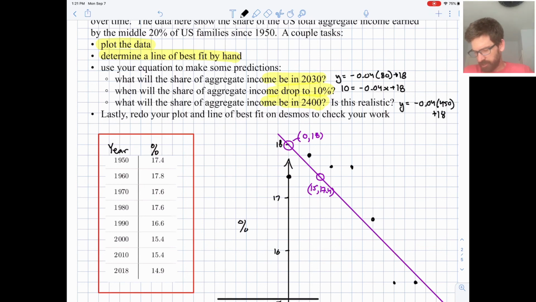And just as a means of bringing closure, we actually get a y value of 0, okay? Meaning 0%, or the middle 20% of families will be earning 0% of the aggregate income. Hopefully that doesn't happen. Hopefully this pattern flattens off, maybe starts increasing again. All right, good place to stop. I think we did it. There we go.